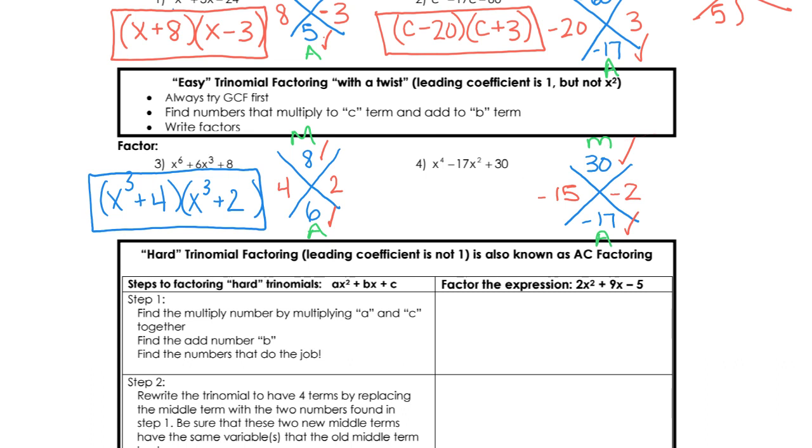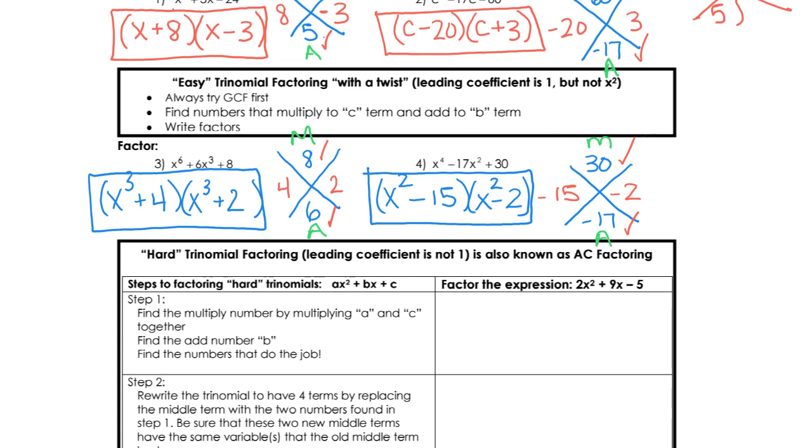So we're going to break this trinomial up into two sets of parentheses. The x to the fourth gets broken up into x squared and x squared, and one gets a minus 15, and the other gets a minus 2. And that trinomial is finished being factored.